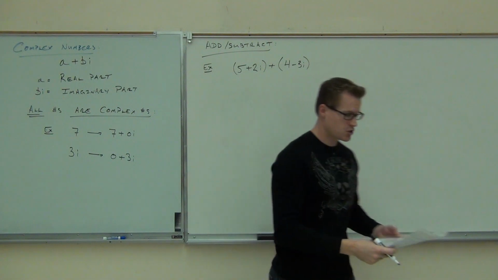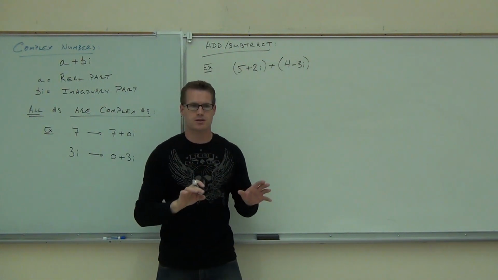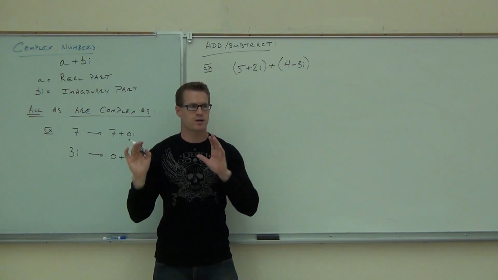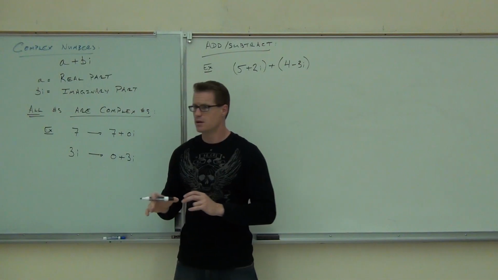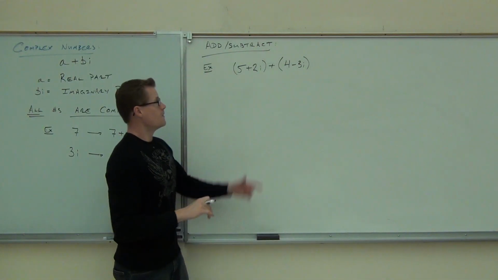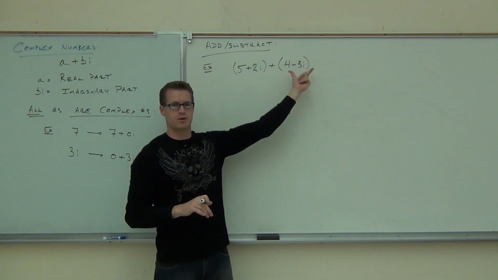Let's do (5 + 2i) + (4 - 3i). The only reason these parentheses are even there, ladies and gentlemen, is to show you that I have one complex number plus another complex number. Can you guys see the complex numbers? I know it's weird to you because this is new. That's one number. That's one number. You with me? Tell me what the real part is here.